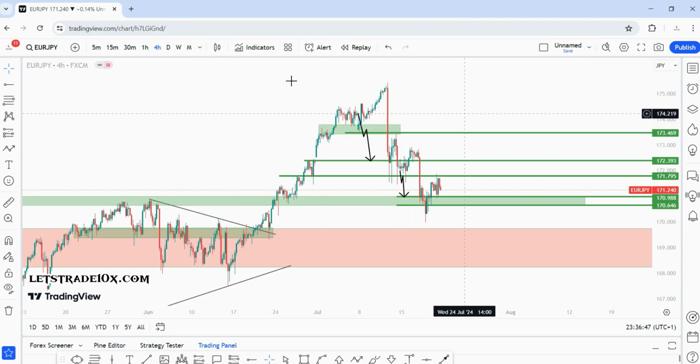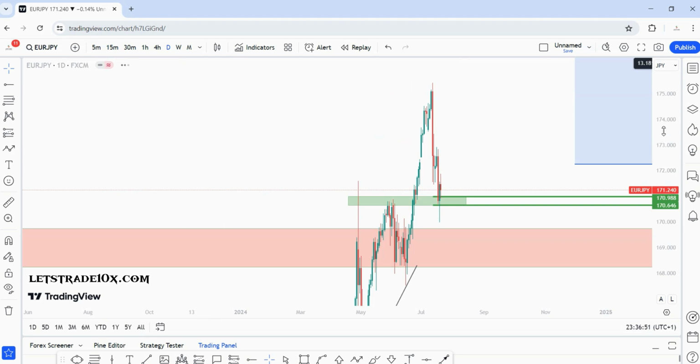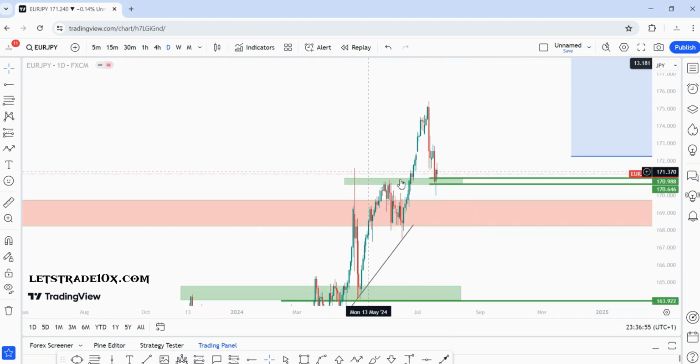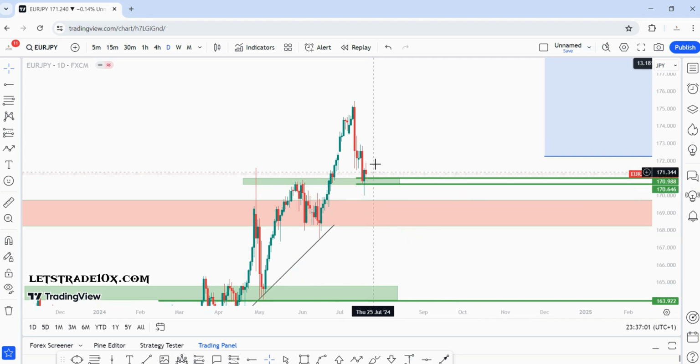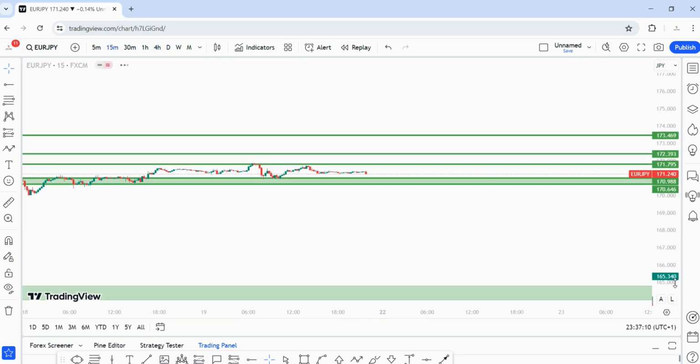Now EURJPY last week, I think I'll just go all the way down. Okay, let's even start from the daily time frame. For the past couple of weeks, I have been telling you that I am expecting to see price come into this daily zone here, and as you can see, price has tapped into that daily zone, of course manipulated a bit before going back up to close above that zone, and for now we are still holding. So let me go all the way down to the 15 minutes time frame.